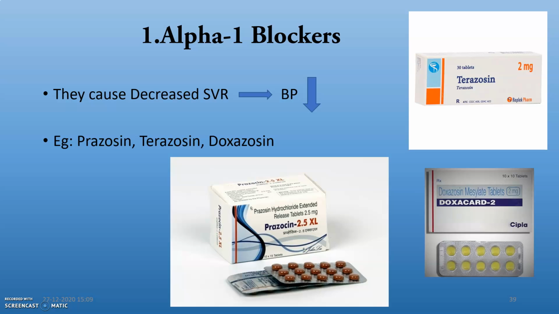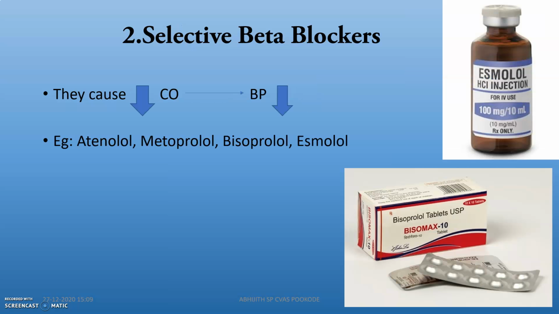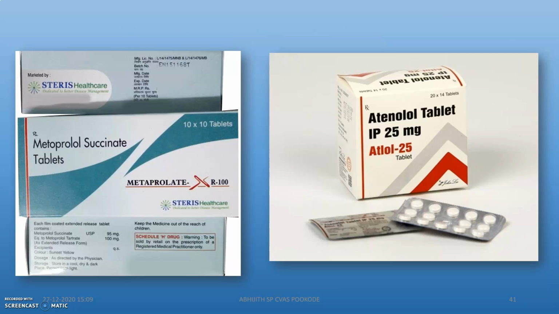We'll be telling all about the details. So the first one is the alpha 1 blockers. Whenever we take an alpha blocker, it will be binding to the alpha receptor and blocking the alpha 1 activity. So what will it cause? Decrease in systemic vascular resistance that leads to decrease in BP. The examples are prazosin, terazosin, doxazosin. The next one is selective beta blockers. They cause decrease in cardiac output, so BP will be decreased. Atenolol, metoprolol, bisoprolol, esmolol. So you can see those tablets.